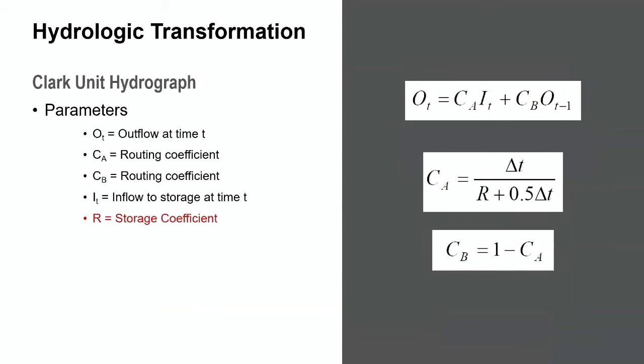So let's look at the Clark unit hydrograph. Your outflow is a function of a routing coefficient, the inflow or precip, and then the storage coefficient R. And you'll notice that the storage is highlighted in red, as were some of the other physical parameters. That storage coefficient is based on the watershed's shape or the watershed's response. But it is a lumped estimated parameter. It's kind of an averaging.